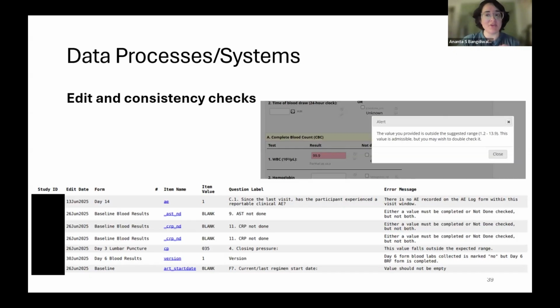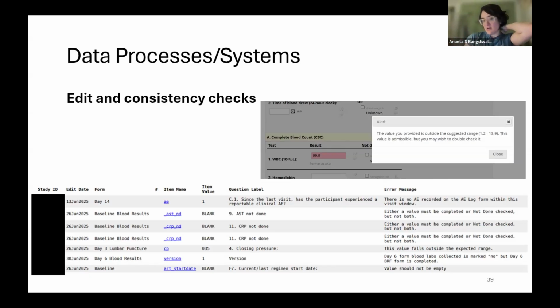If it's true, leave it, but you probably want to double check it. So that kind of thing can happen live in real time. There are other queries that need to go across forms, where we're checking things like: you told me on the day 14 visit form that there was an adverse event, but we have not received the adverse event log into the system yet. It's that kind of thing that alerts and checks people.